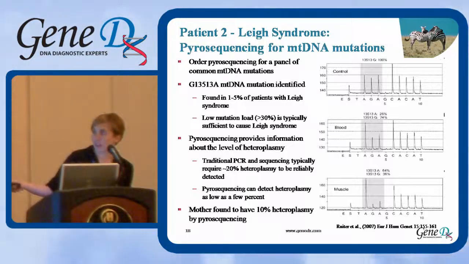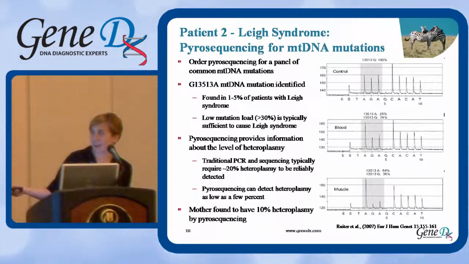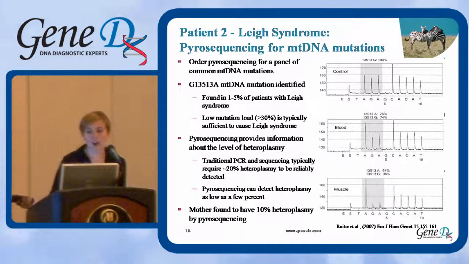And then down here in muscle, you can actually see that the percentage of heteroplasmy is higher. So here you hardly see any of the G peak, and you see that this A peak is very high. And so in this case, in the muscle cells, the patient actually has 64% of the mutant allele and only 36% of the normal G nucleotide at that particular position.